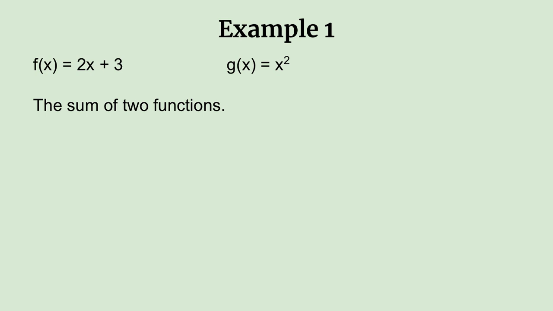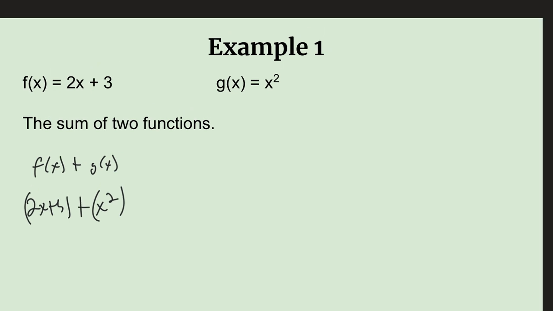So the sum of two functions, so we're going to take f of x plus g of x, which would be 2x plus 3 plus x squared. Now, there's nothing here that will combine together, so our final answer will be x squared plus 2x plus 3.